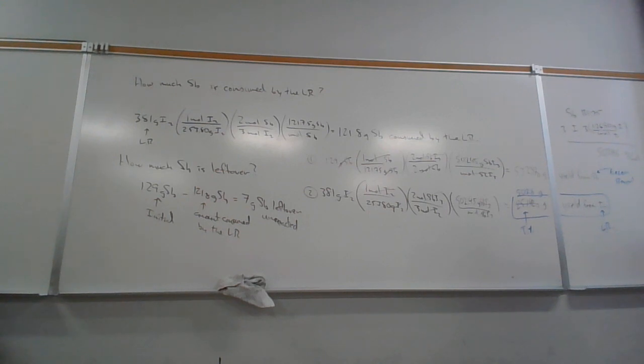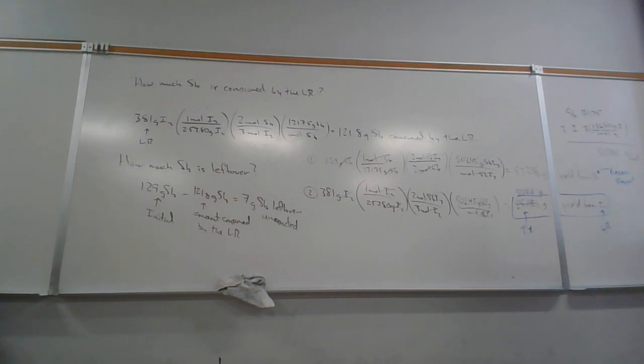So they calculate the yield from antimony, they calculate the yield from iodine, they pick the smaller amount. And then they got the theoretical yield, and finally they had 7 grams of Sb left over. Okay. Any questions on this?